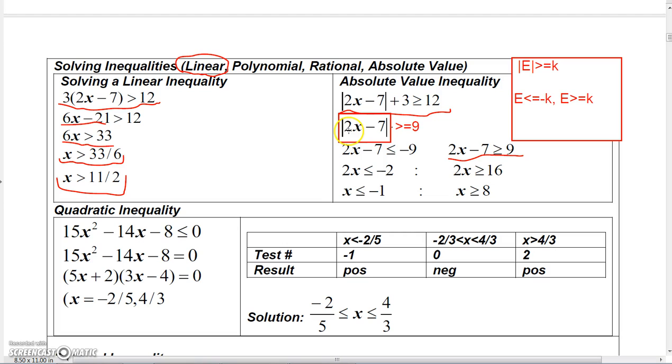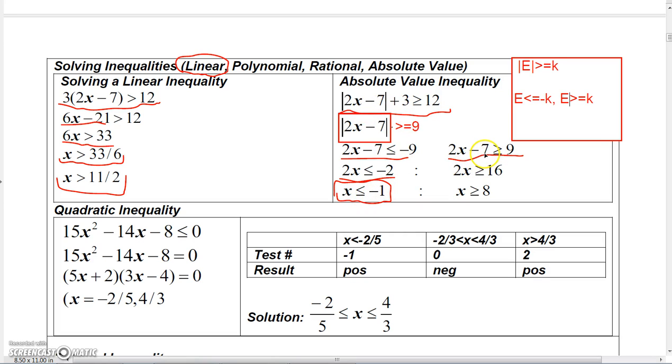So here, in order to eliminate the absolute value, I have to say 2x minus 7 is less than or equal to negative 9, or 2x minus 7 is greater than or equal to positive 9. Once you get to that point, then you've just got two inequalities to solve. If I add 7 to both sides here, I get 2x is less than or equal to negative 2, so x is less than or equal to negative 1.